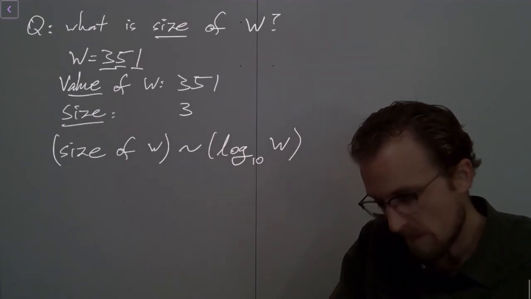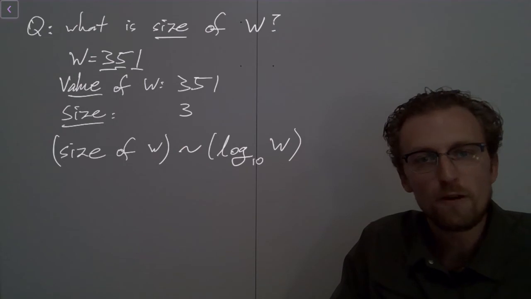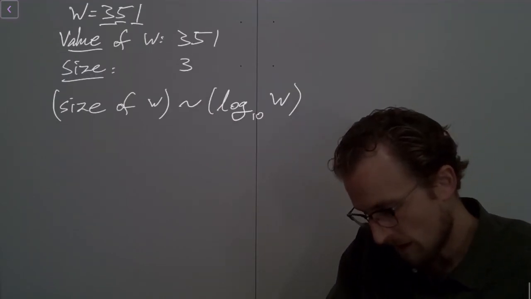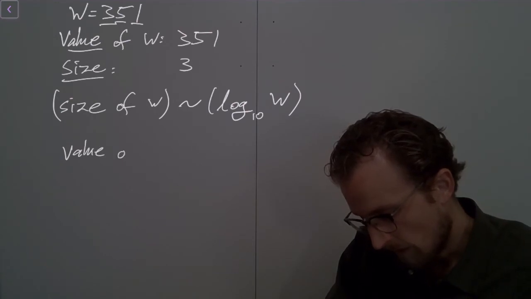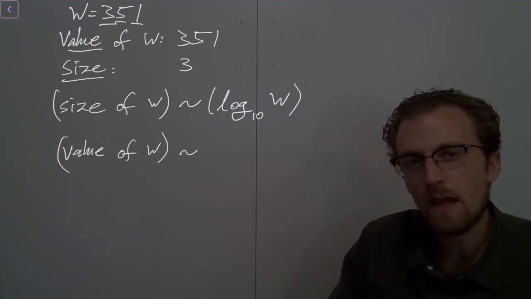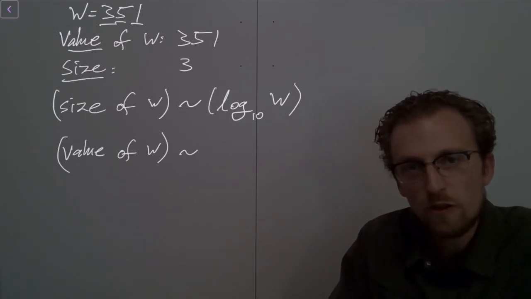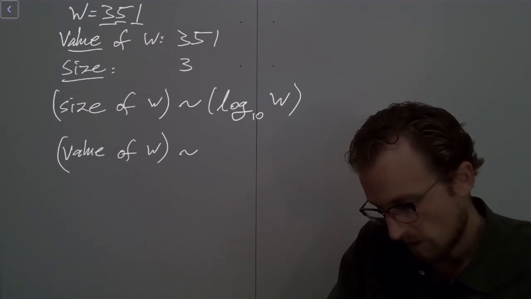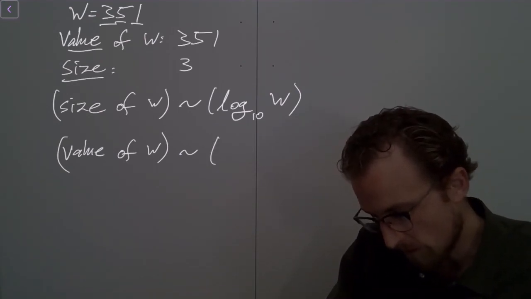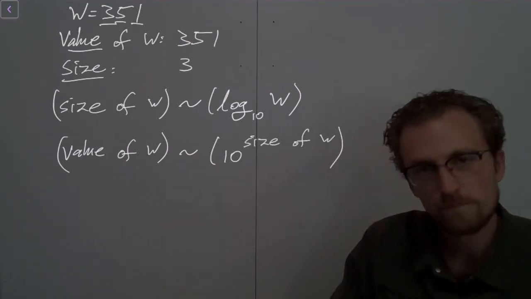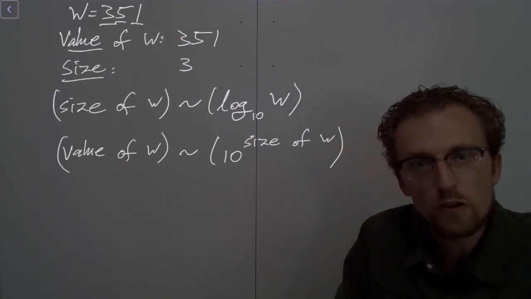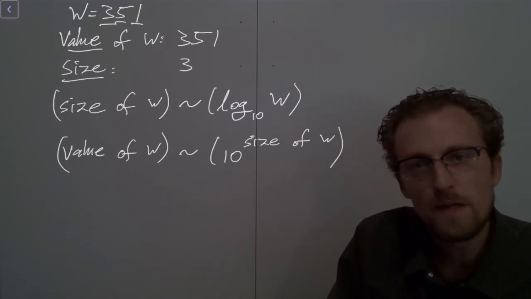And so what does that mean about the value as a function of its size? Well, that means that the value of W is related to the exponential of the size of W. Again, if we're thinking in terms of decimal, it's related to 10 to the power of the size of W.